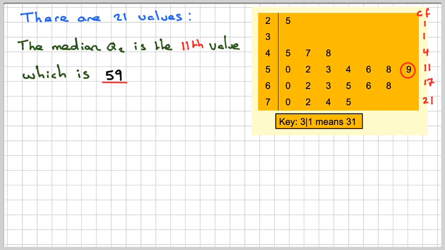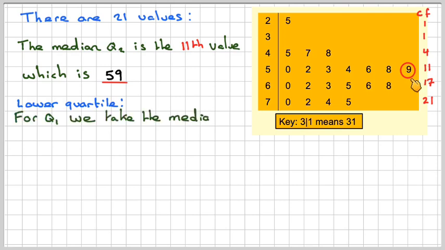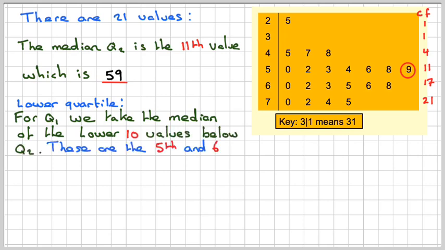Now, to find the lower quartile, you look at the lower 10 values and take the median of those. However, if there are two medians, you need to include the lower one of the medians as well when you do this. So just bear that in mind. So in this case, we only have one median, so therefore we just take the median of the 10 values below. So we're going to be looking for the 5th and the 6th values, which are these two here.